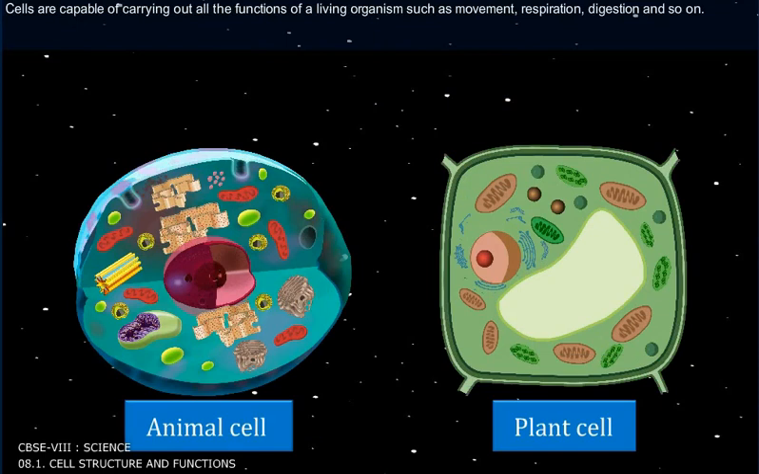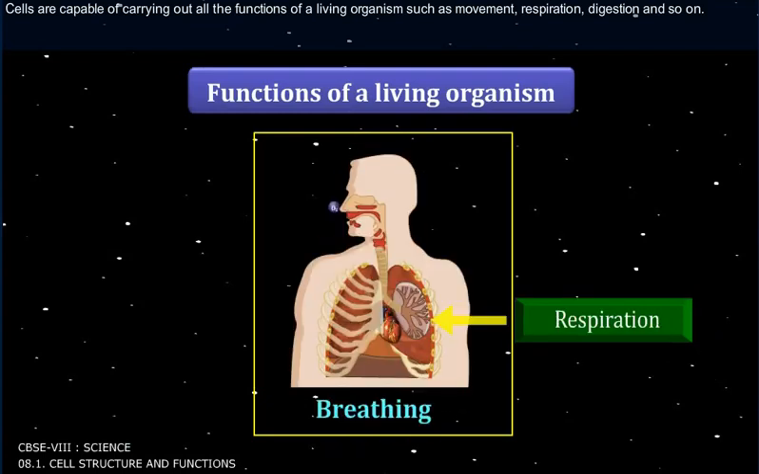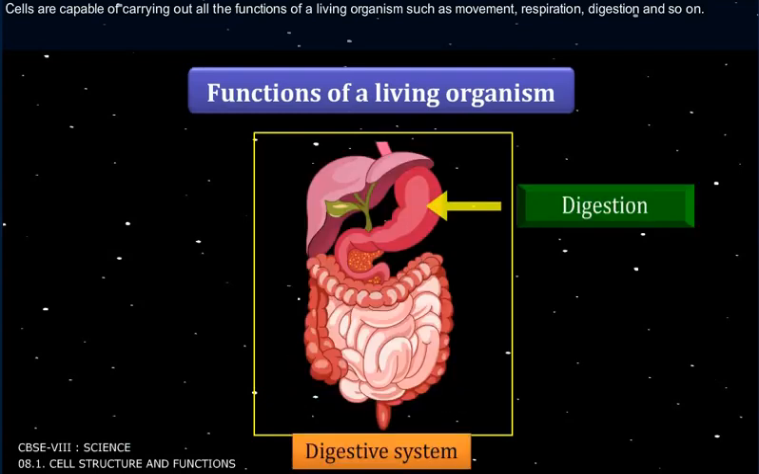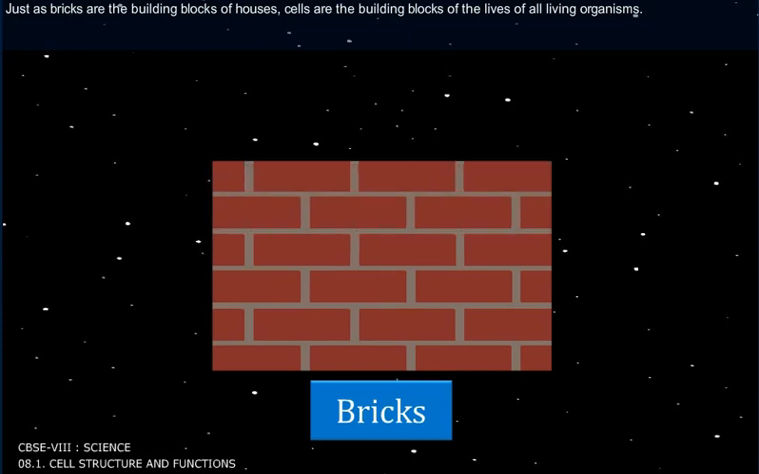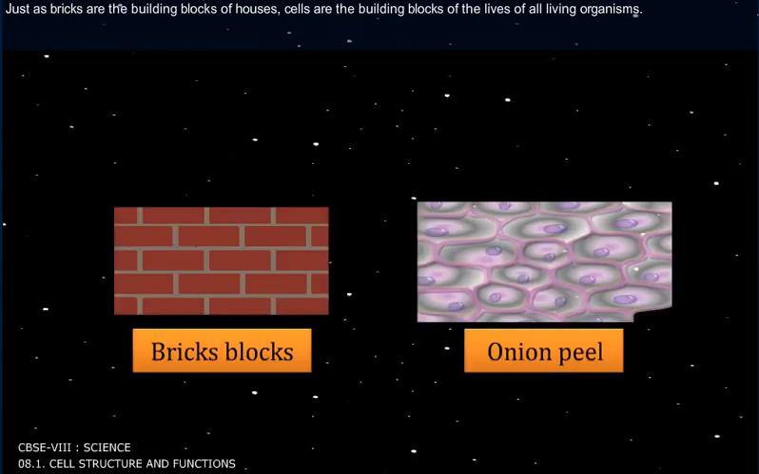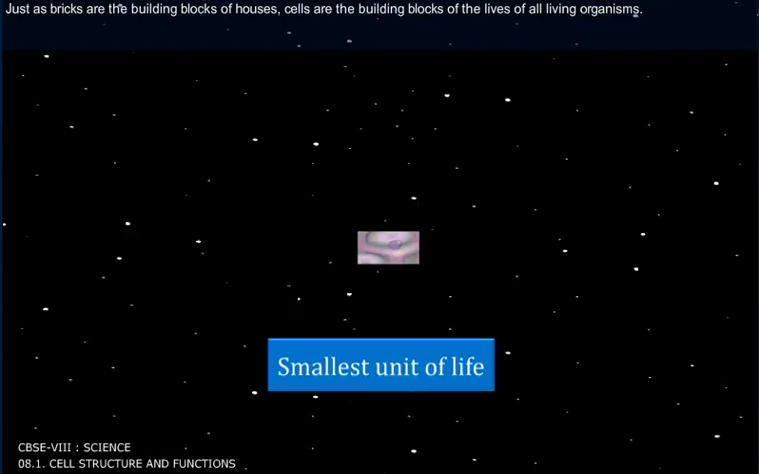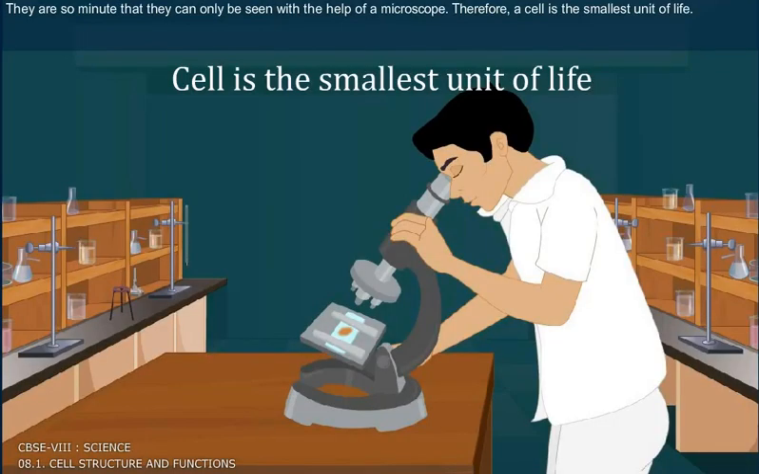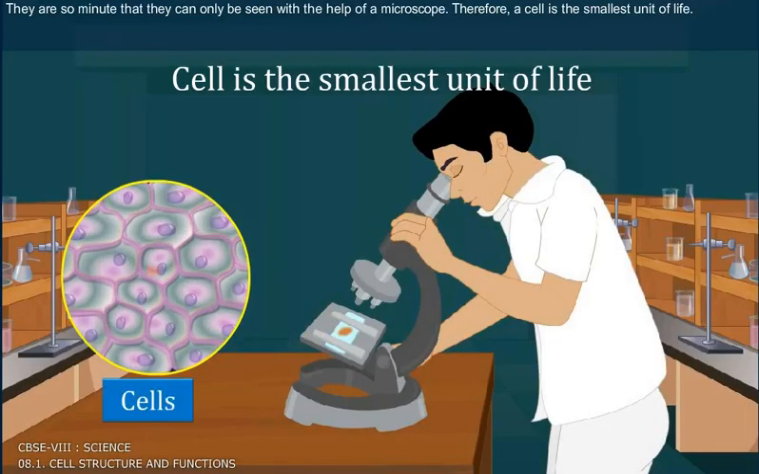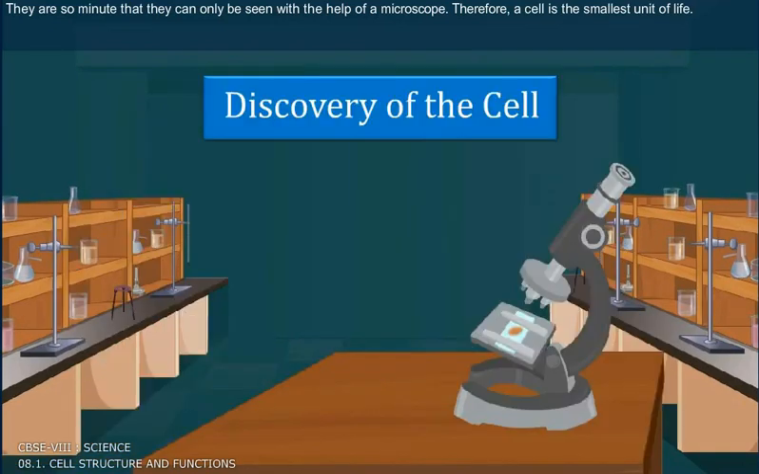Cells are capable of carrying out all the functions of a living organism such as movement, respiration, digestion, and so on. Just as bricks are the building blocks of houses, cells are the building blocks of our lives, of all the living organisms. They are so minute that they can only be seen with the help of a microscope. Therefore, a cell is the smallest unit of life.